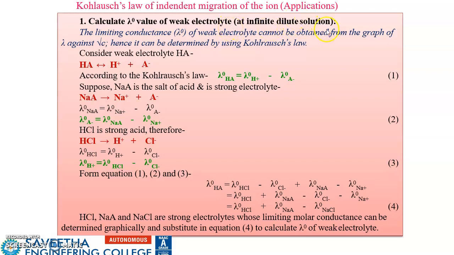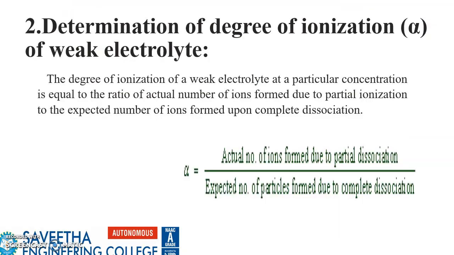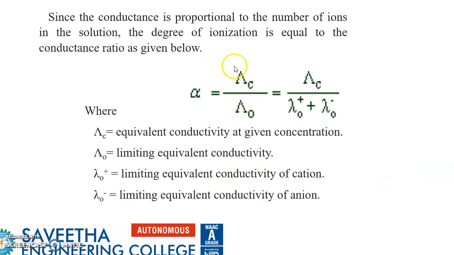electrolyte at infinite dilution. And the second application is to determine the degree of ionization, that is alpha. Alpha is equal to the actual number of ions formed due to the partial dissociation by the expected number of particles formed due to the complete dissociation. Complete dissociation is achieved at infinite dilution, whereas the actual number of ions formed due to partial dissociation is available at a particular concentration. So we can replace these two terms by equivalent conductance at a particular concentration and equivalent conductance at infinite dilution.